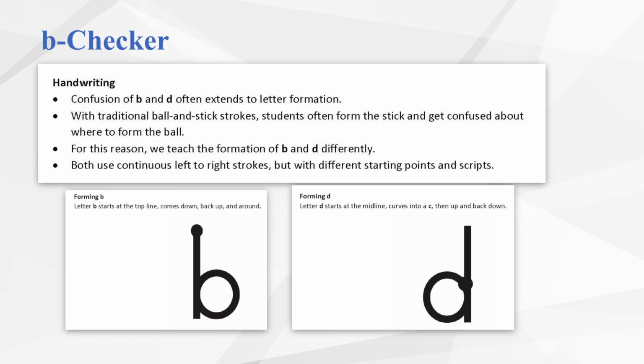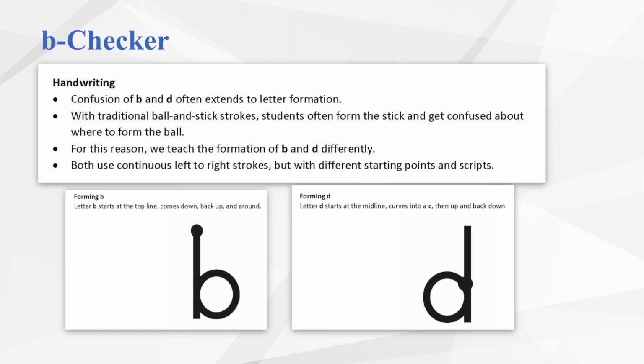Some students also have difficulty when it comes to letter formation of lowercase b and d. They often form the stick on their paper, and then they stumble over which side the ball goes on. We suggest instruction in the different formation of B and D. Looking at the example at the bottom of your screen, note that each letter has a dot. That dot indicates the starting point for forming that letter. For forming a lowercase b, we start at the top, we pull down, then go back up and around. When we form a lowercase d, we have a different starting point. We start at the middle. We go up around, straight up, and back down.